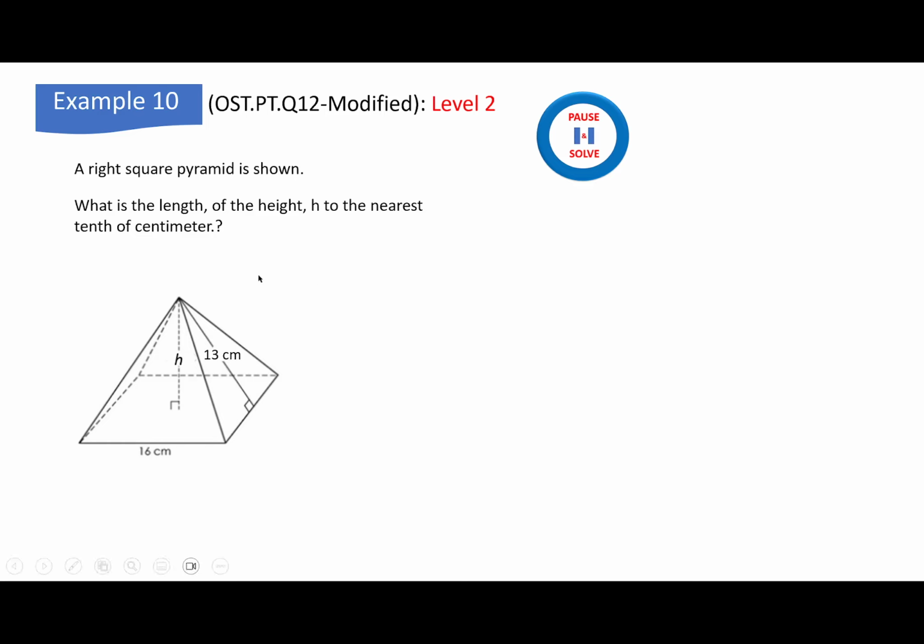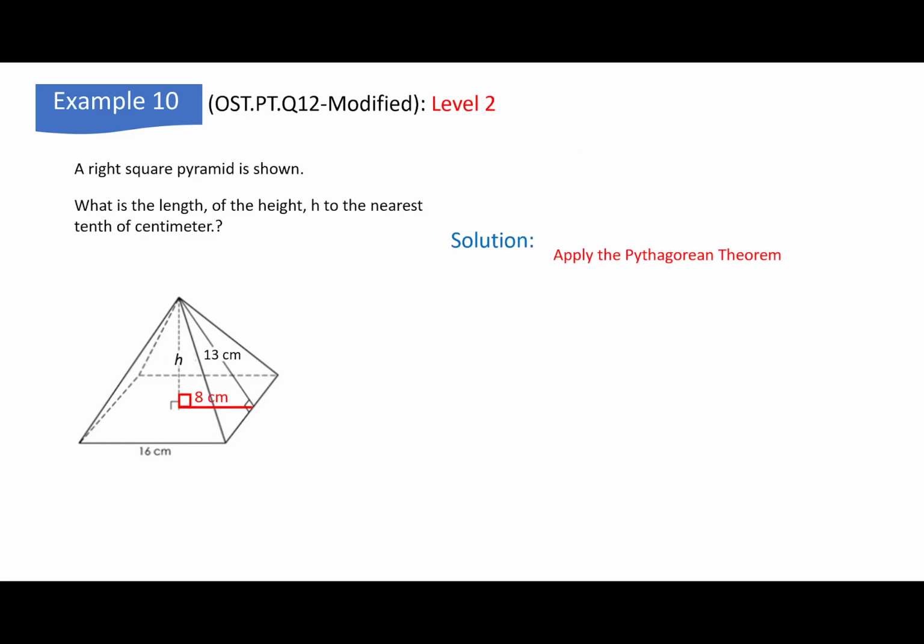Example 10. A right square pyramid is shown. What is the length of the height h to the nearest tenth of centimeters? So I need the height h here. Again, I look for a right angle triangle. This will be one of the legs of the triangle. So I can do like this. I know this is 8 because that's half of 16.